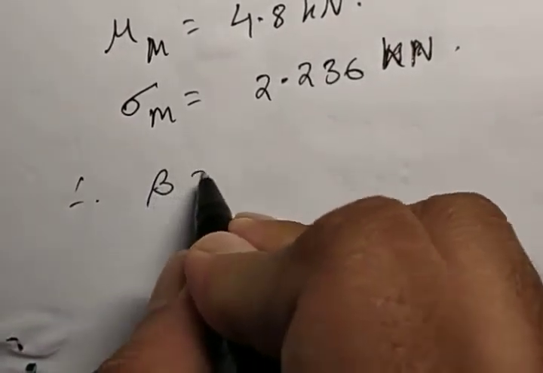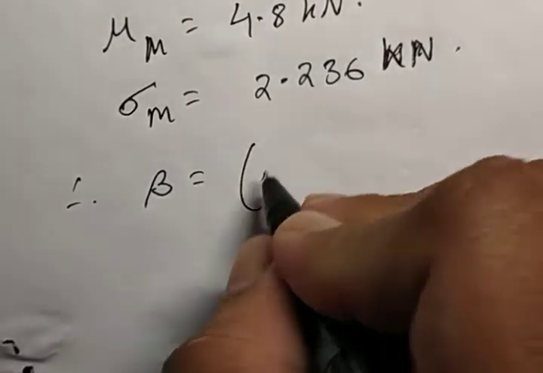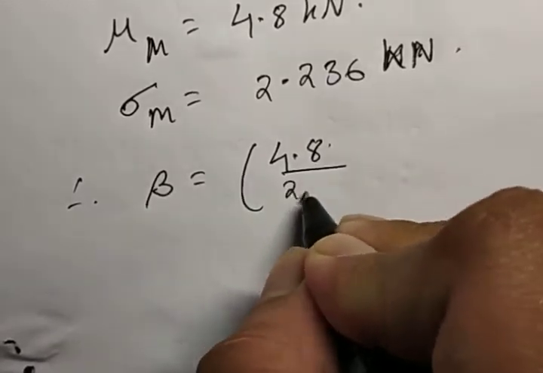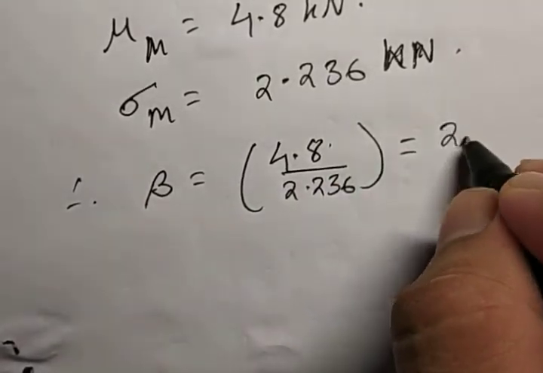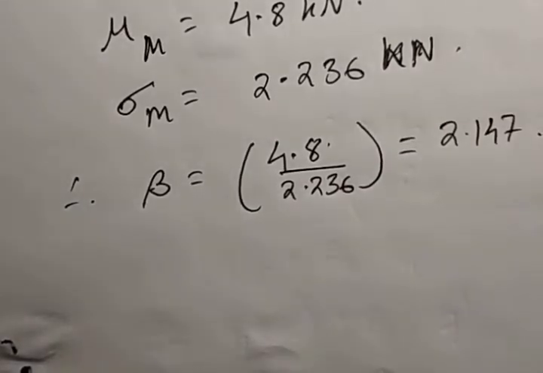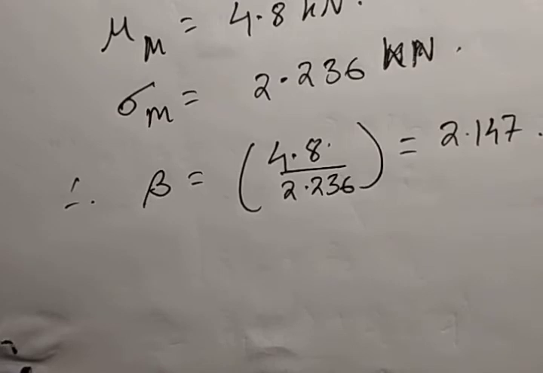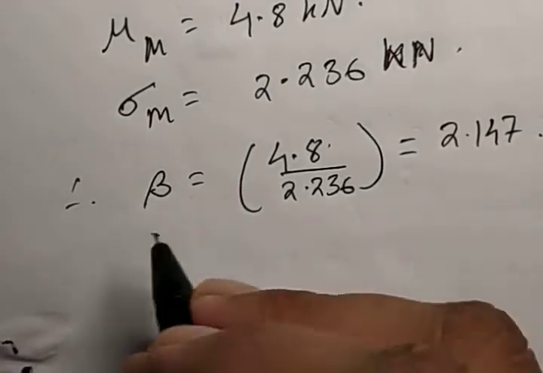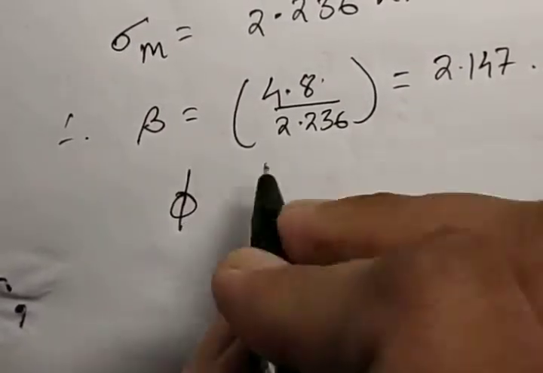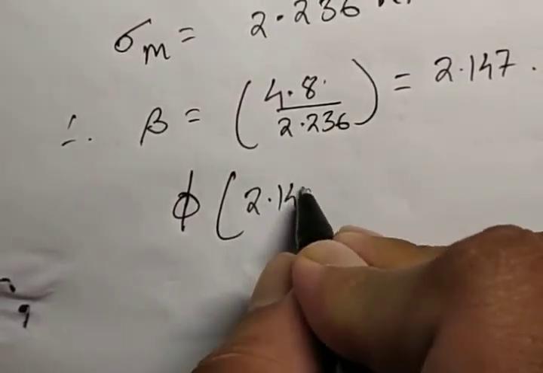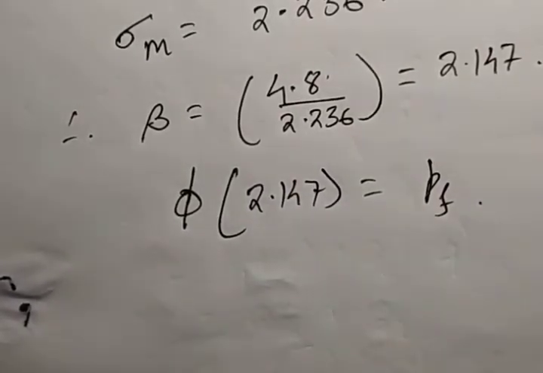So reliability index beta, final thing, is equal to mu m by sigma m, so equals 4.8 divided by 2.236, which is 2.147. Now suppose it was asked to find out the probability of failure. It's not given in the problem, but what would you do? I'll just do phi of 2.147. Whatever value I get is going to be the probability of failure.